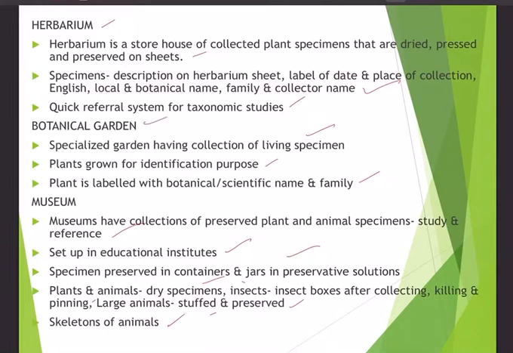In case of botanical garden, of course, it is a specialized garden having a collection of live specimens, plants grown for identification purpose. The plants are labeled with botanical or scientific name and family. So botanical gardens mainly serve the purpose of providing ex situ conservation of germplasm. It's also a natural habitat for wildlife.